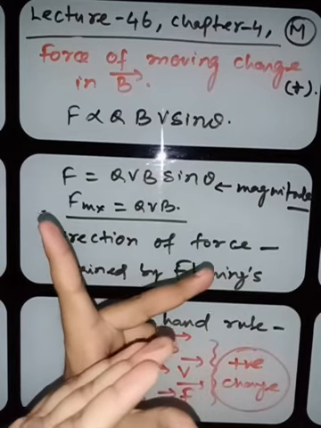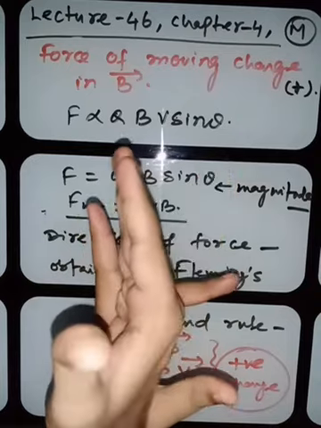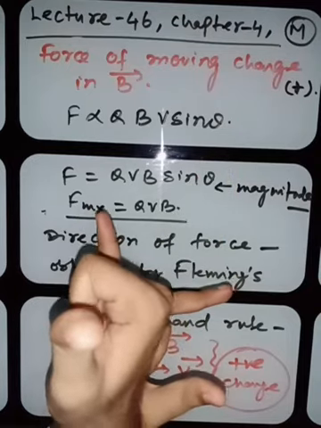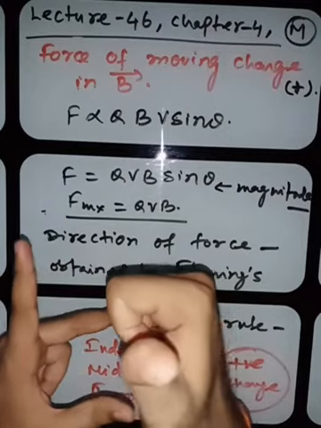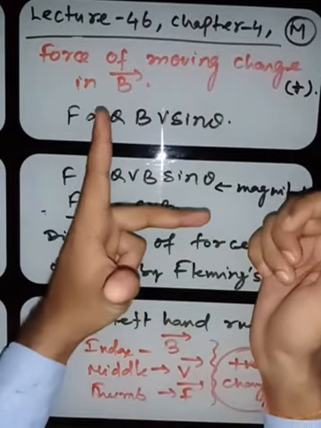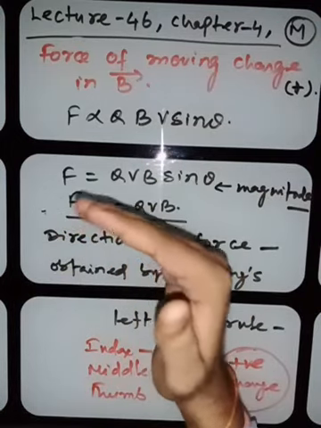So if you keep your forefinger along the V and move towards the B, then the thumb will give you the direction of force. And if you forget this particular left rule, then you can find out with this right rule also, the thumb rule, which was given by Maxwell.